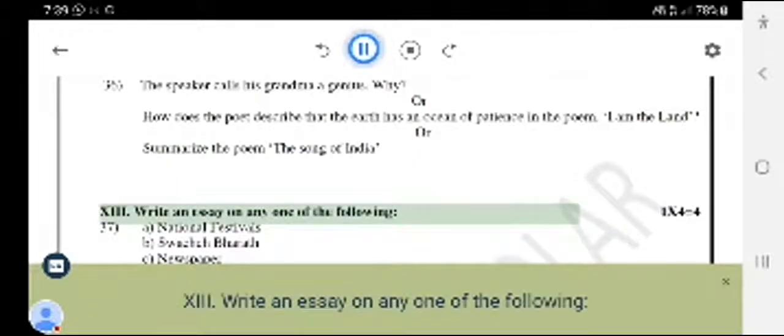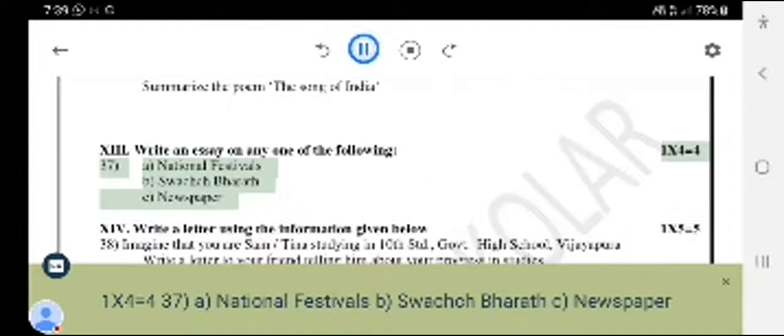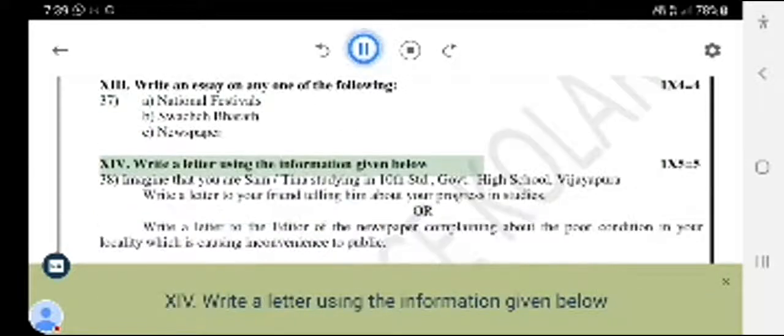13. Write an essay on any one of the following. 1x4 = 4, 37. A. National festivals. B. Swachh Bharat. C. Newspaper. 14. Write a letter using the information given below.